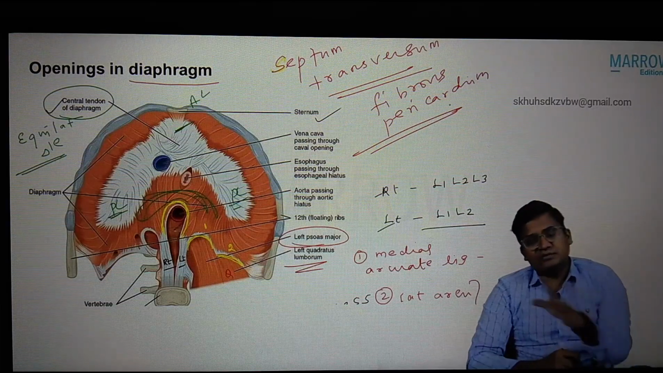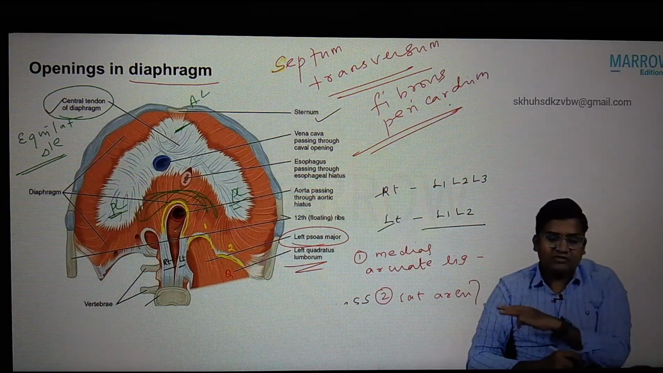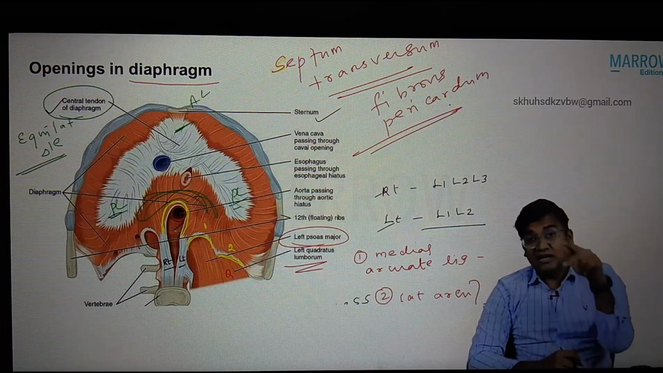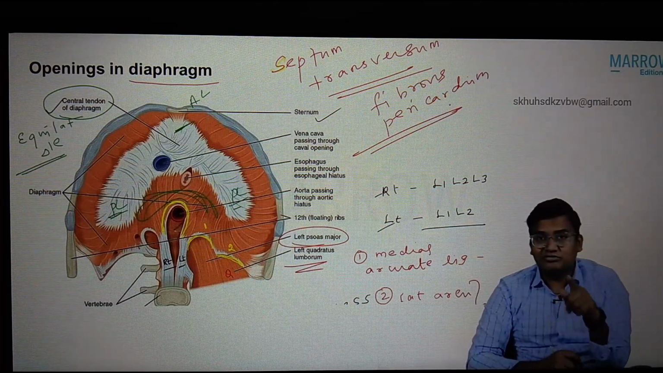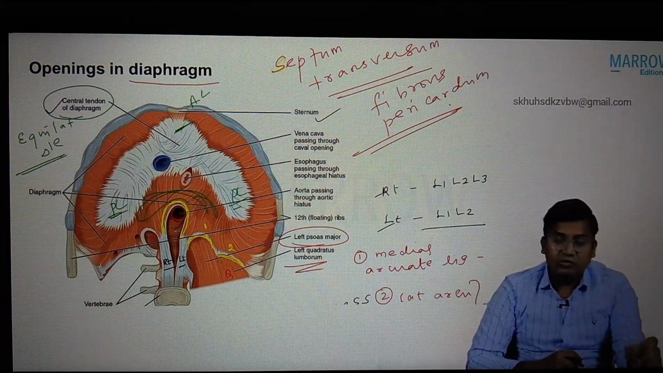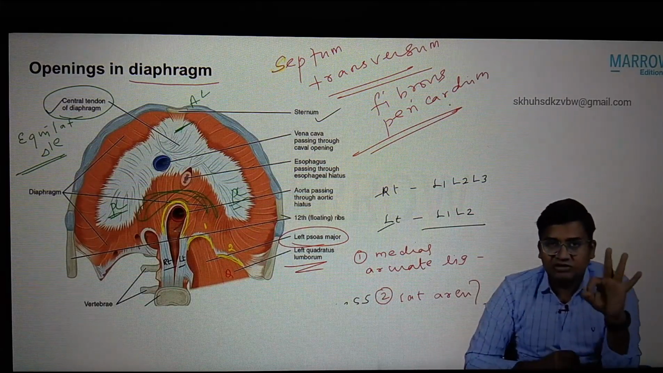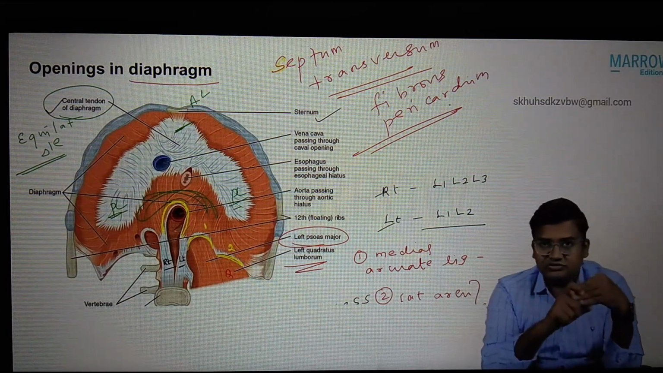The structures derived from septum transversum: the septum transversum forms the central tendon of the diaphragm, the fibrous pericardium, and also contributes to the formation of the liver. Yes, I told you already in the development of the liver. I hope you remember that. So septum transversum forms three structures: fibrous pericardium, central tendon, and liver connective tissue.